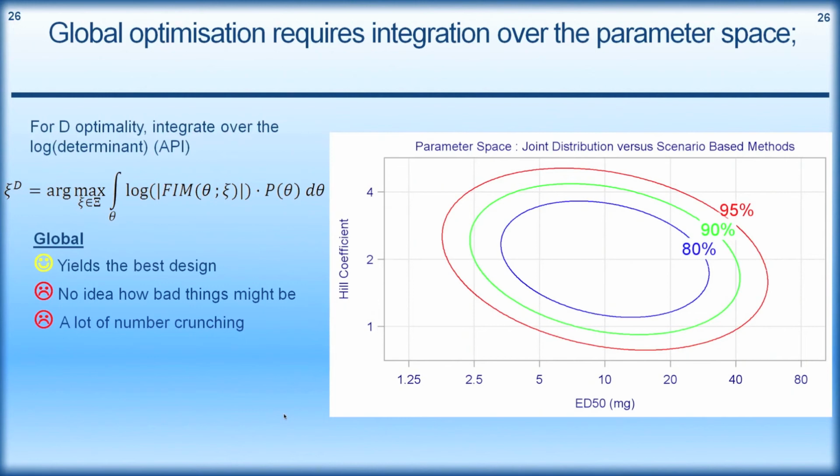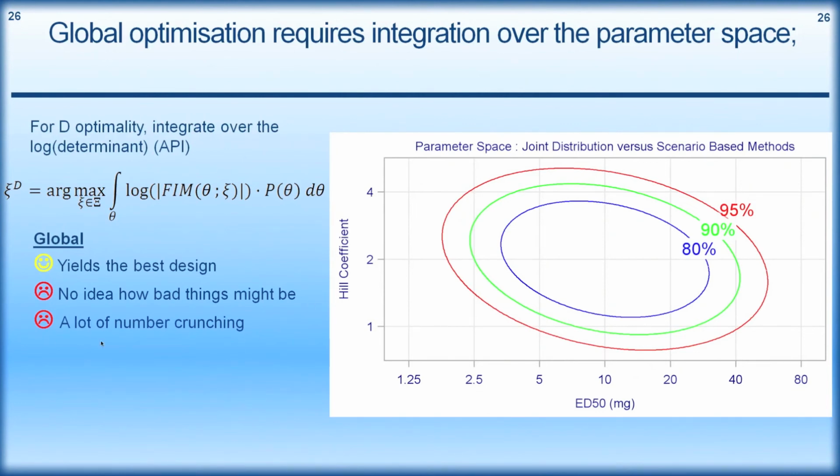A criticism is that we have no idea how bad things might be. So we may come up with the optimal design, but what is the performance likely to be here, or perhaps over here? It would be important for us to perhaps understand that rather than just knowing that it's the best design. Perhaps the best design is still doing quite poorly if we've poorly defined our parameters.